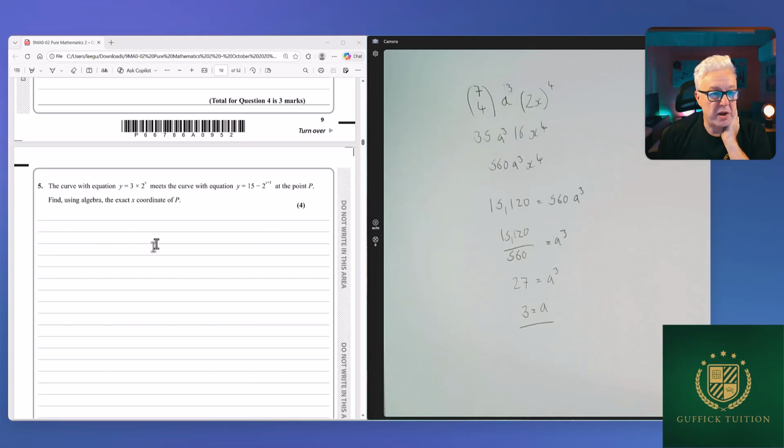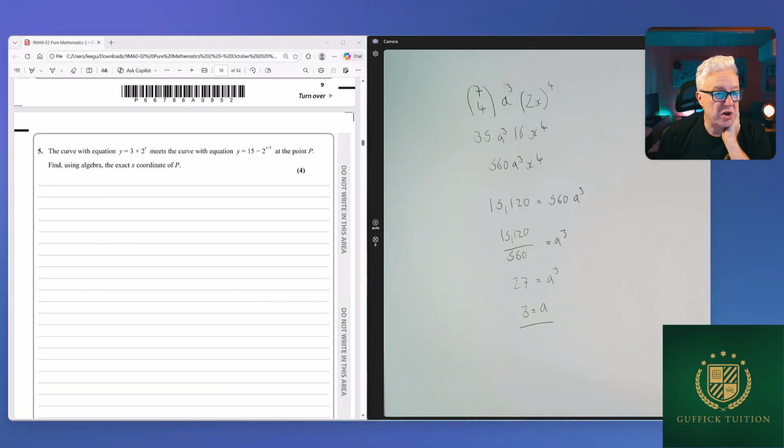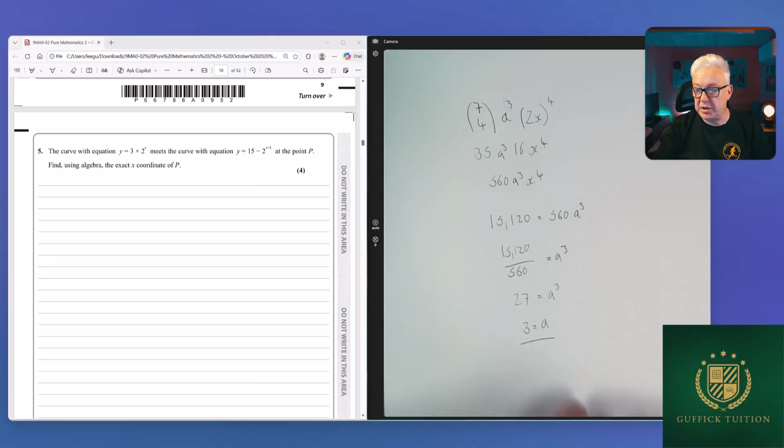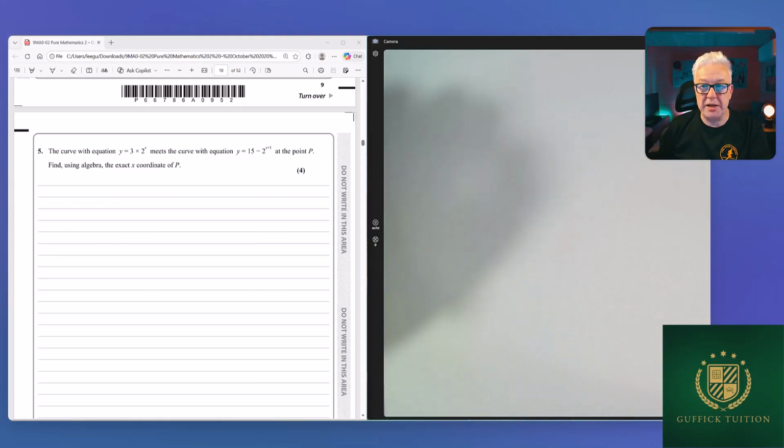Question 5, what have we got? The curve with the equation y = 3 × 2^x meets the curve with the equation y = 15 − 2^(x+1) at the point P. Find, using algebra, the exact x coordinate of P. Wow. Okay, so we've got to set the two equations equal to each other here and solve.